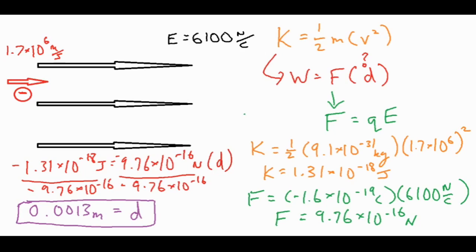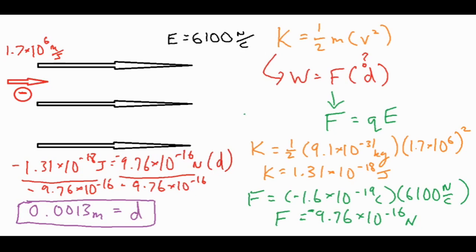Secondly, I solved for the force. I also took a known value, which is the charge of an electron, negative 1.6 times 10 to the negative 19th coulombs, and then multiplied it by our electric field of 6,100 newtons per coulomb. When I multiplied those, I got 9.76 times 10 to the negative 16th newtons, and that is actually negative because we have one negative multiplied by a positive. That negative force means that the force is pushing in the opposite direction, which makes sense because it's pushing against the electron to slow it down and bring it to rest anyways.